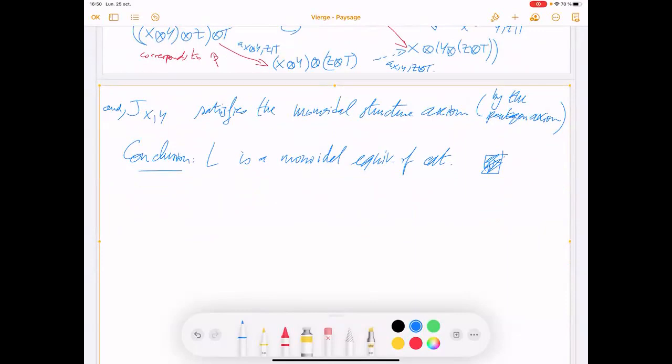Okay. So this is the end of the proof of the MacLane strictness theorem.